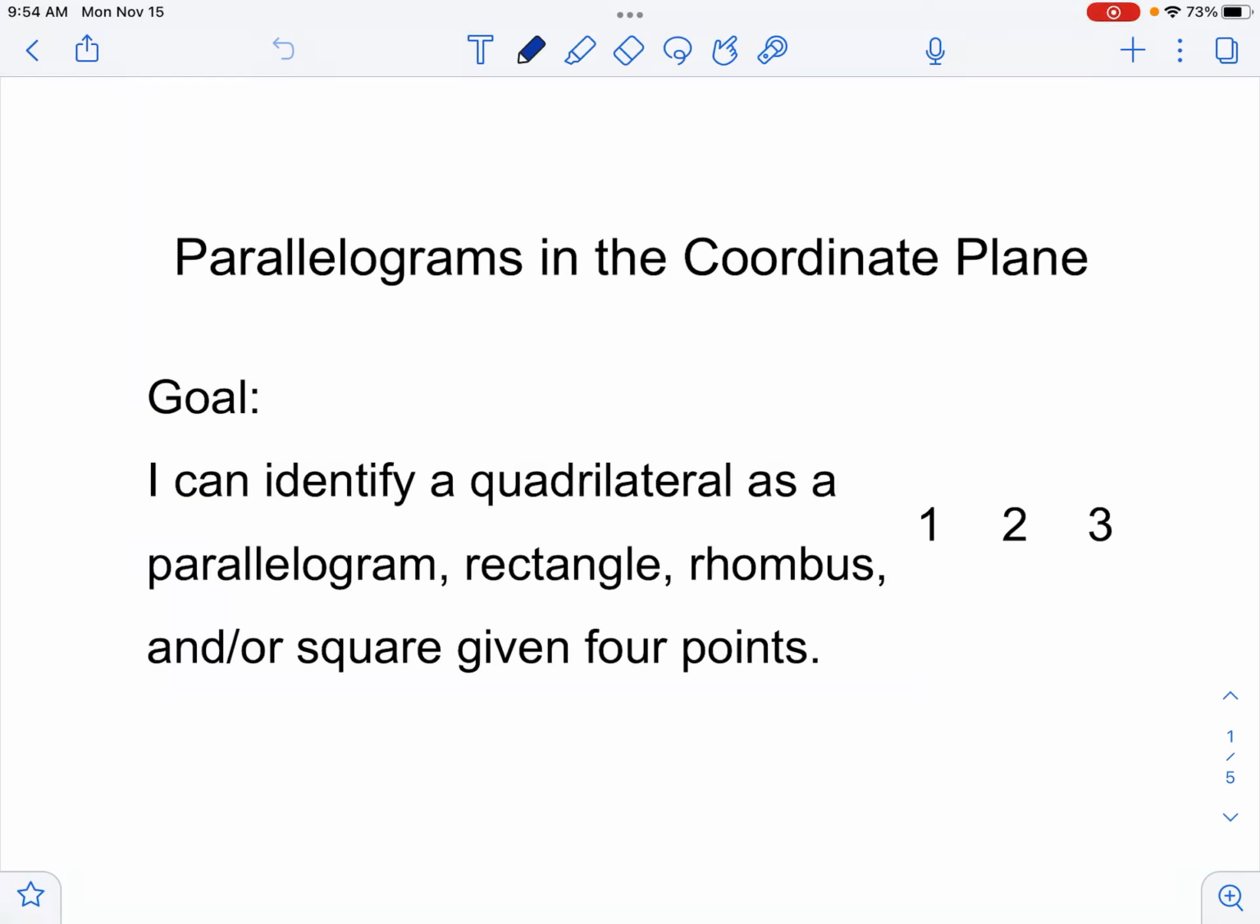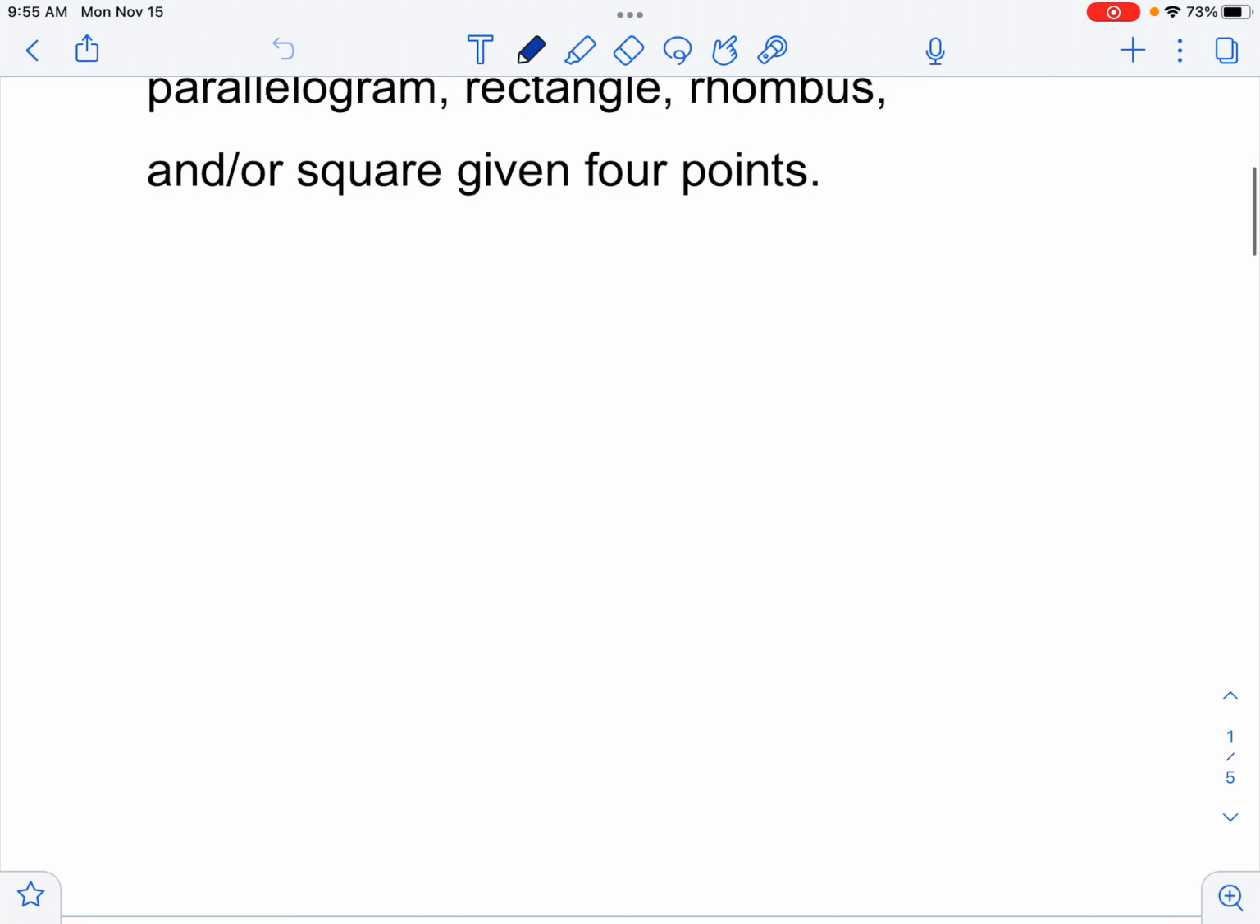All right, so this is parallelograms in the coordinate plane. In order to do this lesson, you are going to have to know how to find slope, and then also know that perpendicular lines have slopes that are opposite reciprocals. Okay, so go ahead and pre-rate yourself on how you feel about this topic, which is: I can identify a quadrilateral as a parallelogram, a rectangle, a rhombus, and/or a square given the 4 points.